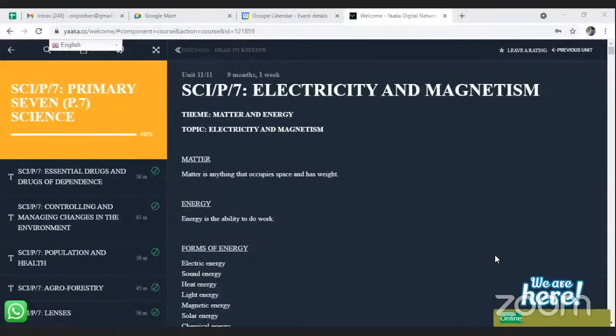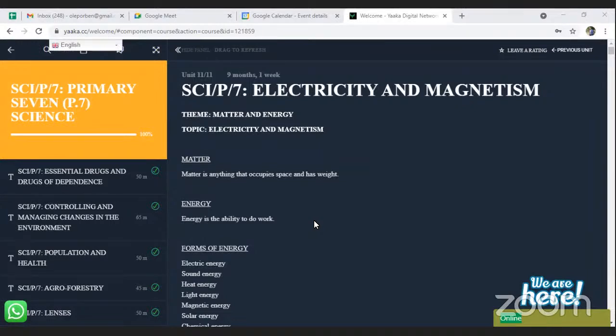To go through the new unit. I asked you to go through the new unit, that is electricity and magnetism. Last time I told you that this unit is one of the topics that are taught in primary 7 first term. In first term, P7, we look at the skeletal and muscular system.